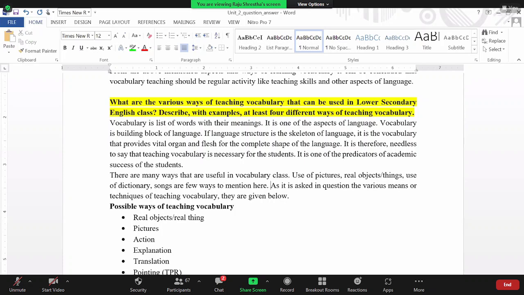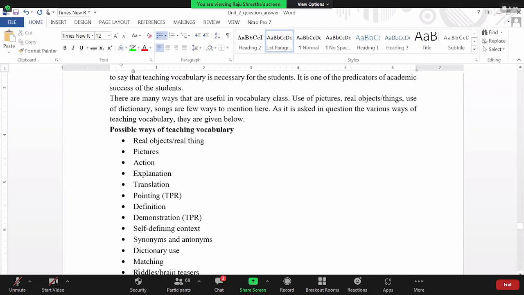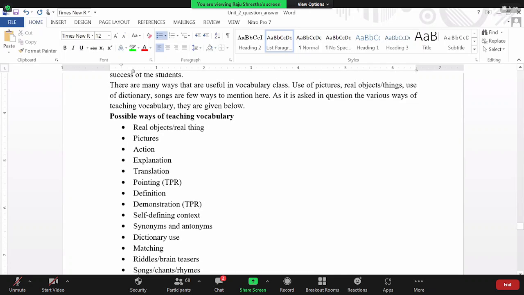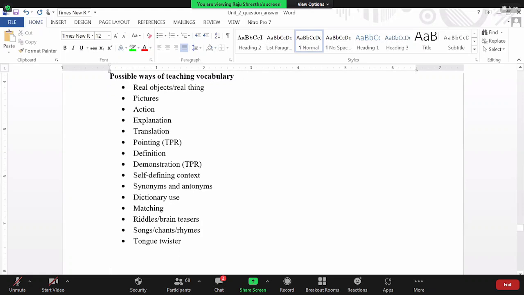As it is asking question, the various ways of teaching vocabulary, they are given below. So possible ways of teaching vocabulary, like real objects, real things, pictures, action, explanation, translation, pointing, definition, demonstration, self-defining context, synonyms, antonyms, dictionary use, matching, riddles, brain teasers, songs, chants, rhymes, tongue twisters. So these are few to mention here.